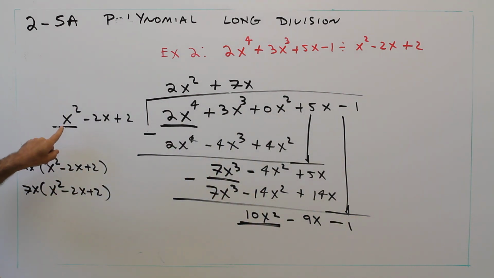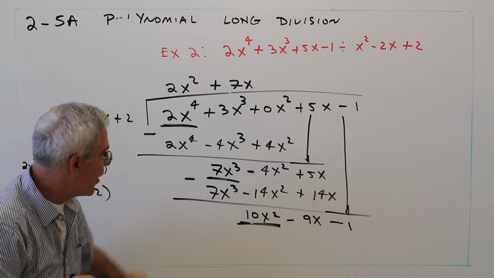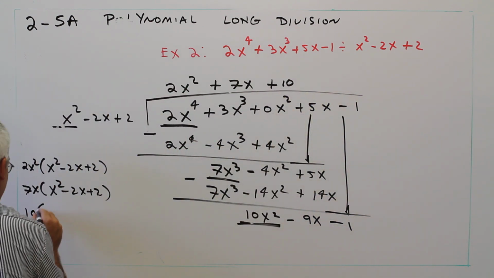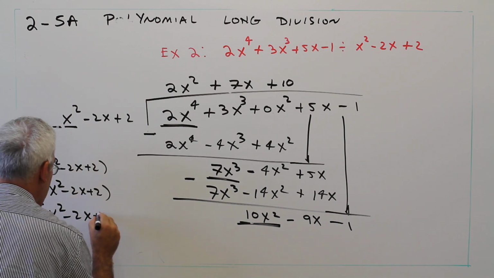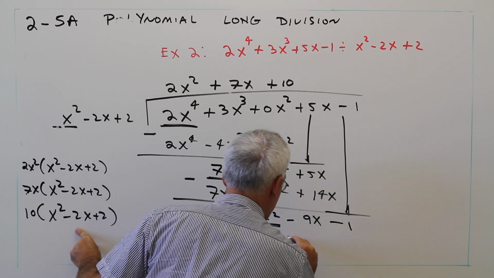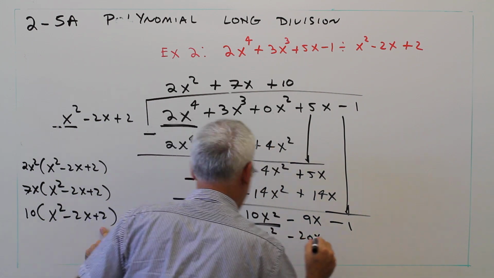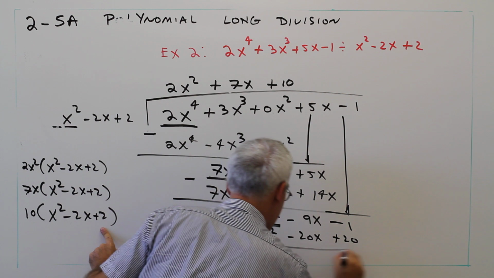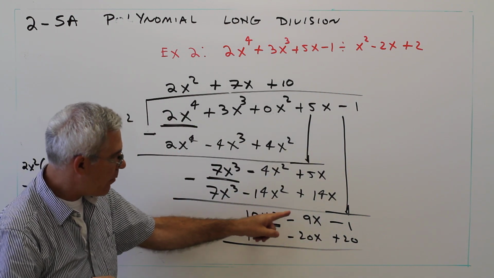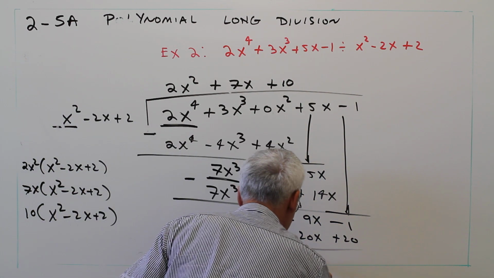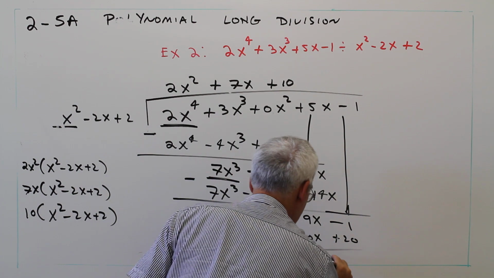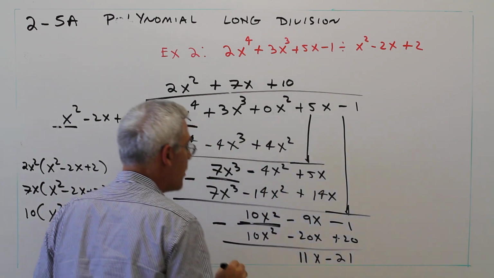Repeat the procedure. What do I need to multiply this by to make it become that? The answer is 10. Multiply 10 by the divisor. And I'll get 10x squared minus 20x plus 20. Again, I will subtract. Minus 9 minus a minus 20, the minus 9 plus 20, that's going to be 11x. Minus 1 minus 20 is going to be minus 21.